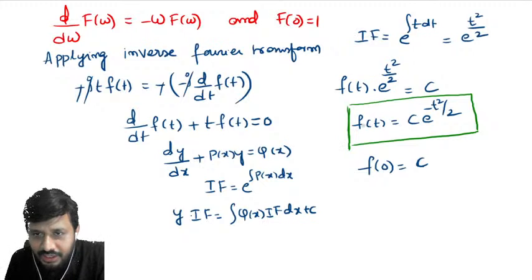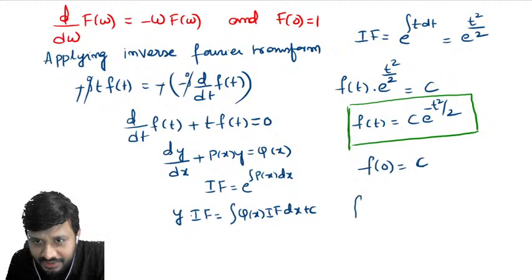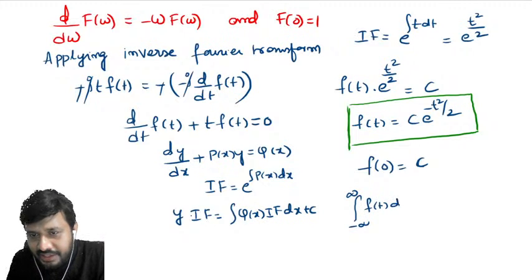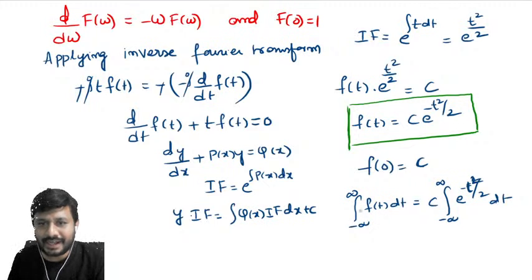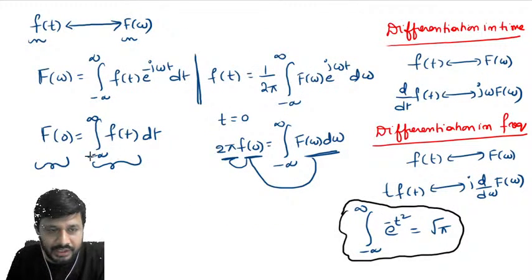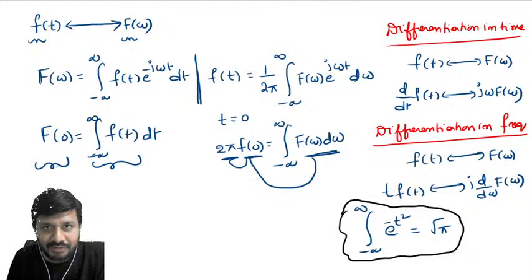So for that, I'll try to integrate f of t, the integral from minus infinity to infinity of f of t dt. So what I'll get is c, a constant, times the integral from minus infinity to infinity of e power minus t square by 2 dt. But just now we saw that the area in the time domain is the value at omega equal to 0, capital F of 0.